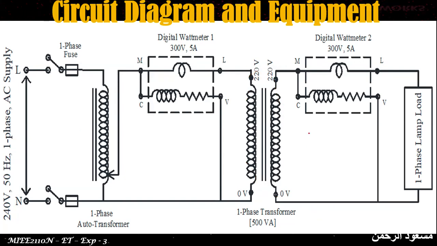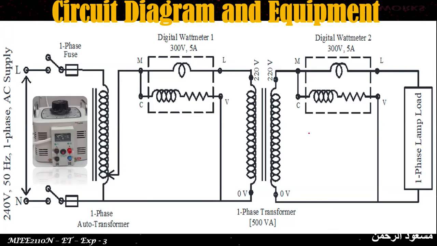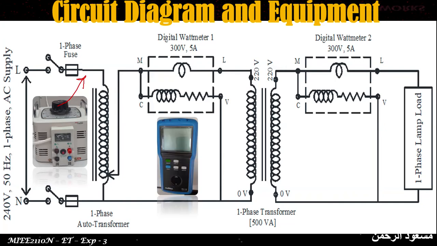Now we are going to see the physical appearance of the equipment used in the circuit diagram. First, the auto transformer. This is the auto transformer with the variable wiper knob, which we have to rotate to change the constant input voltage into variable output voltage. And this is the wattmeter. As this is the third exercise, you have to be very sure about the terminals of the wattmeter.